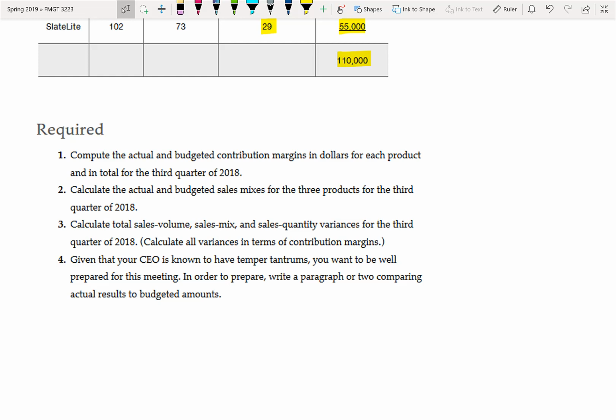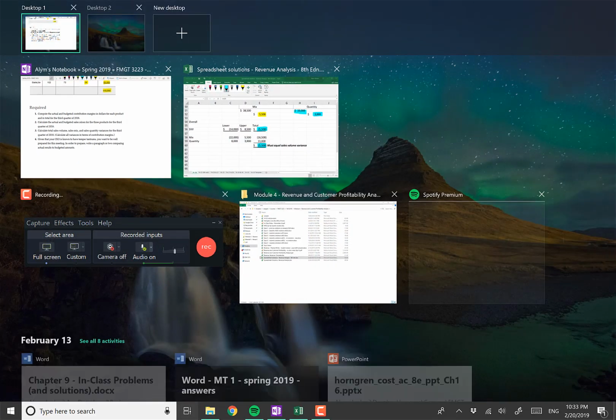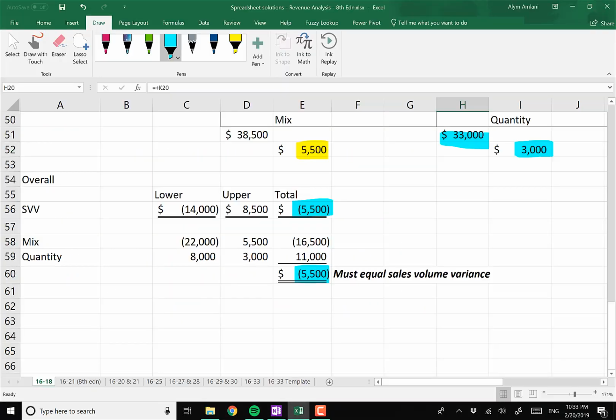For this one here, we are going to work in Excel. I'm going to work on simply one of the products, and then we're going to take a look a little bit more quickly at the other two products, because again, it becomes more of the same.